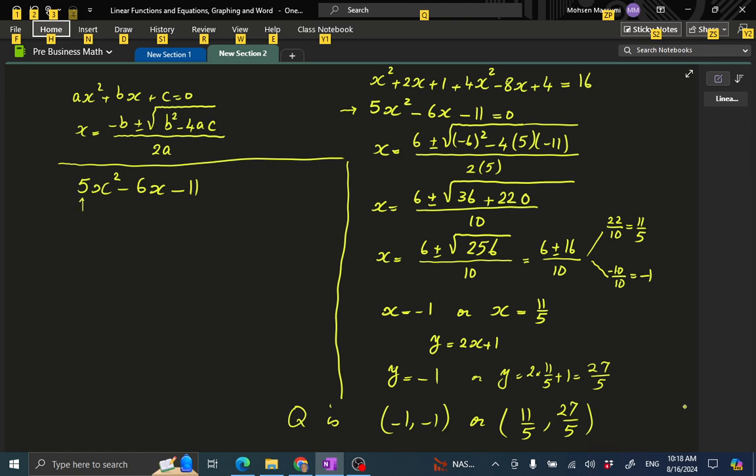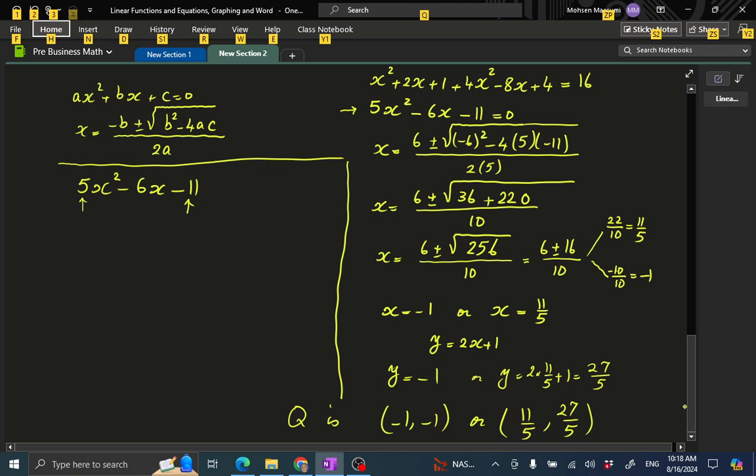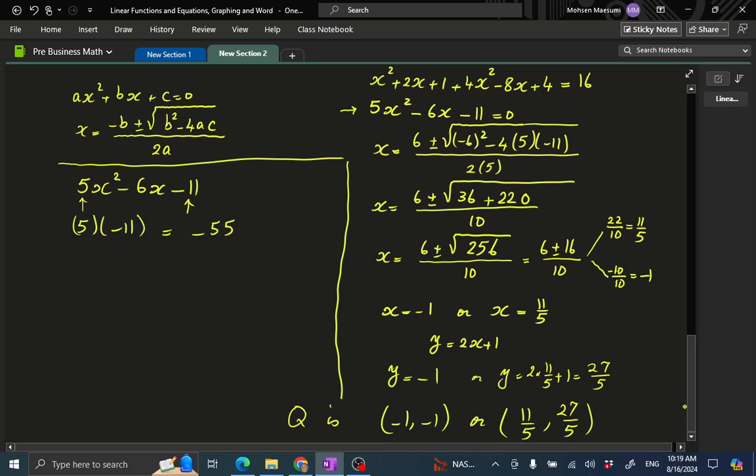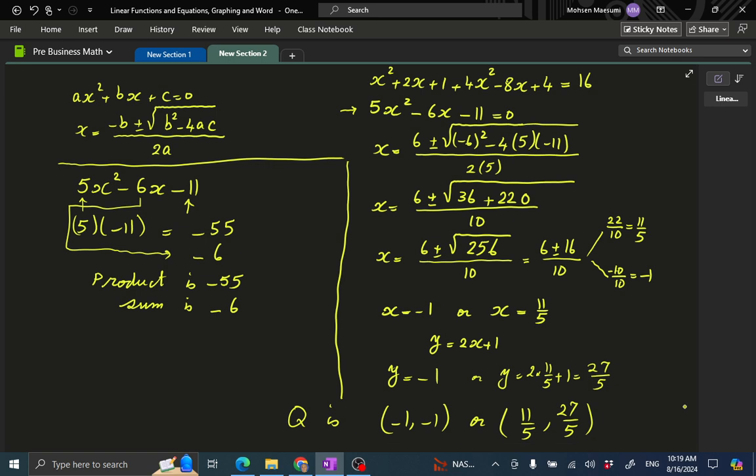Take the first number and the last number, and multiply them. So 5 times minus 11, that's minus 55. And then pick the other number as well, so minus 6. Give me two numbers such that the product is minus 55 and their sum is minus 6. Which two numbers can you give me such that their product is minus 55 and their sum is minus 6?